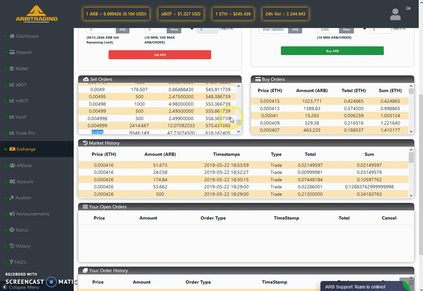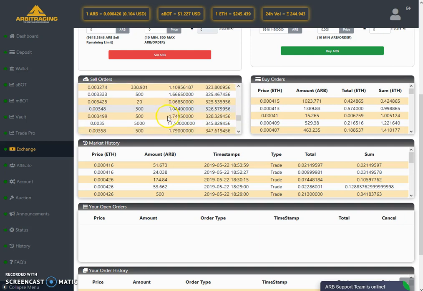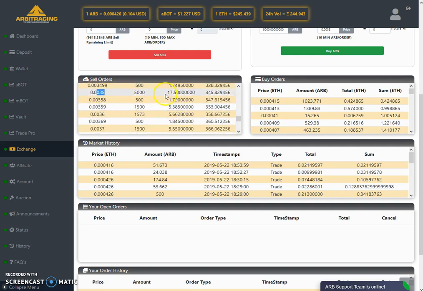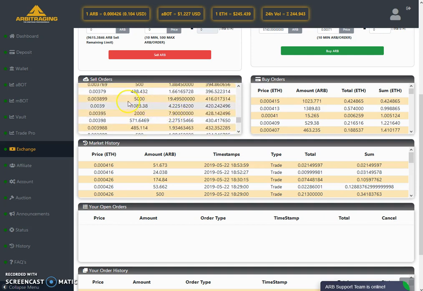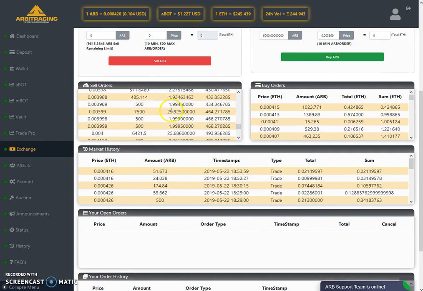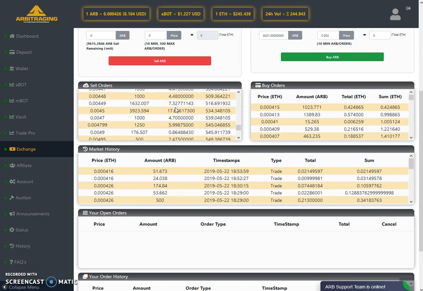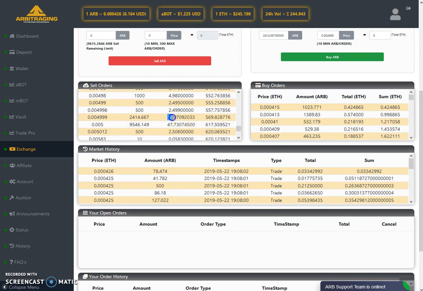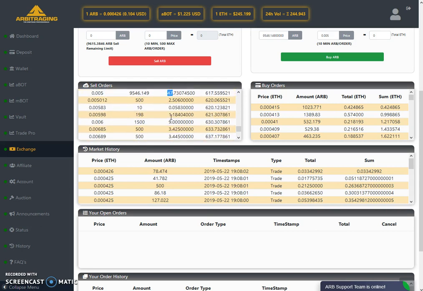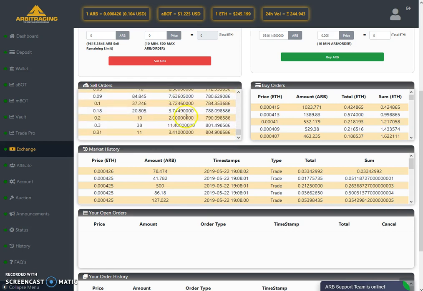Most of the people are placing walls at these levels. As you can see, at 3.5 there is a wall of 17 Ethereum, at 3.7 there is a wall of 21 Ethereum, at 3.8 there is a wall of 19 Ethereum. So big walls are placed now. I think people are expecting something big. At 3.99 there is a wall of 29 Ethereum, at 4 there is a wall of 25 Ethereum, at 4.5 a wall of 17 Ethereum, at 4.9 a wall of 12 Ethereum, and at 5 a wall of 47 Ethereum. So there are many big walls.